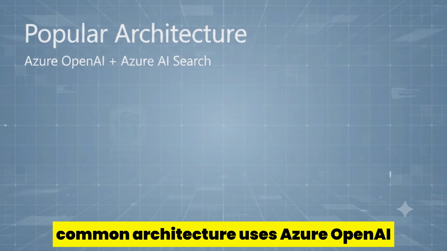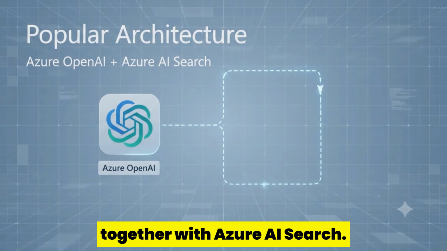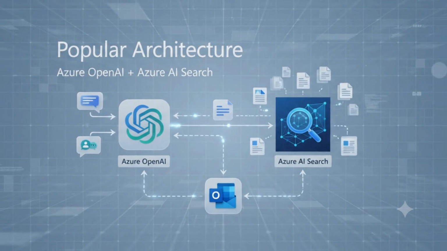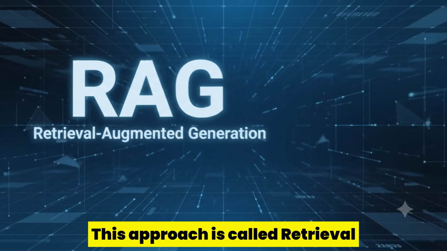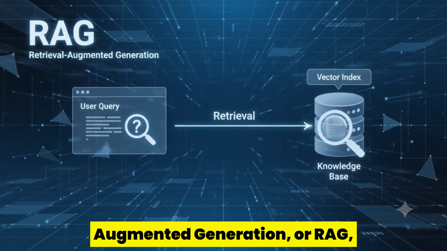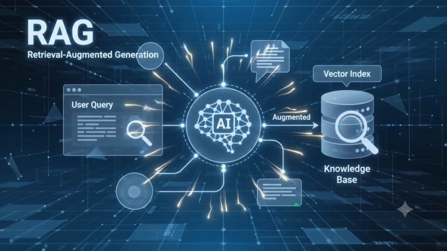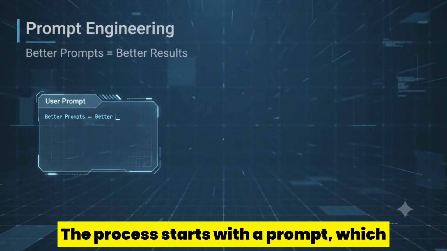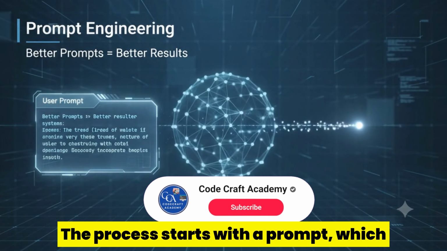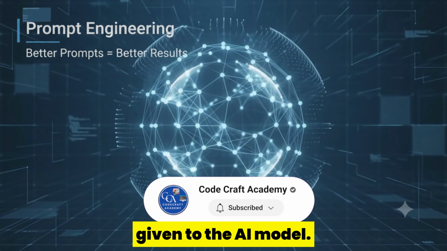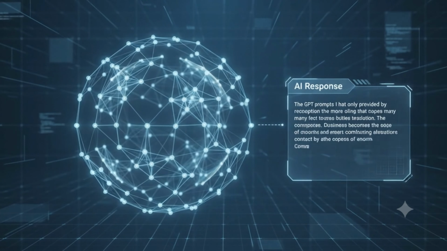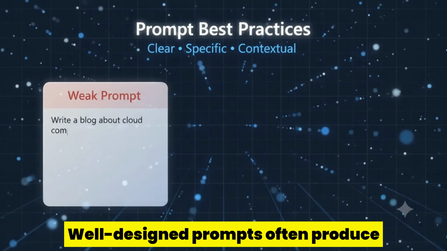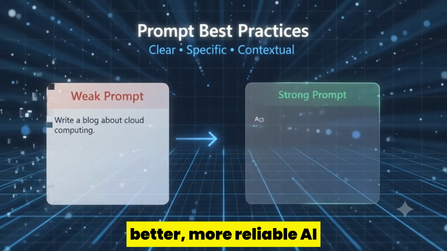A common architecture uses Azure OpenAI together with Azure AI Search. This approach is called Retrieval-Augmented Generation, or RAG, which improves answer accuracy. The process starts with a prompt, which is simply an instruction or question given to the AI model. Well-designed prompts often produce better, more reliable AI responses.